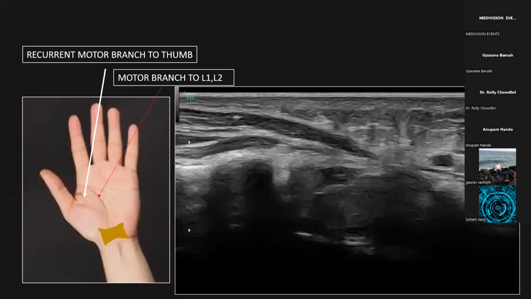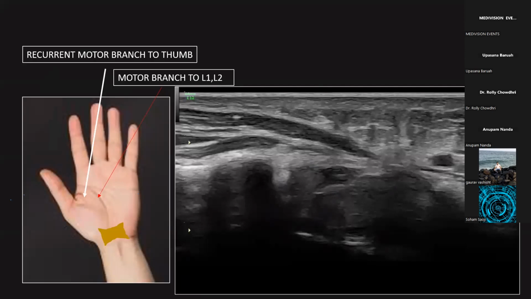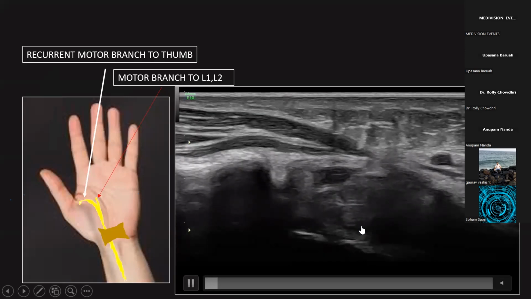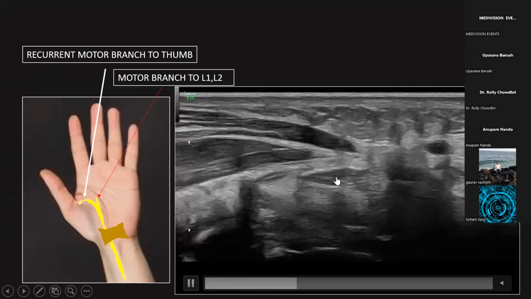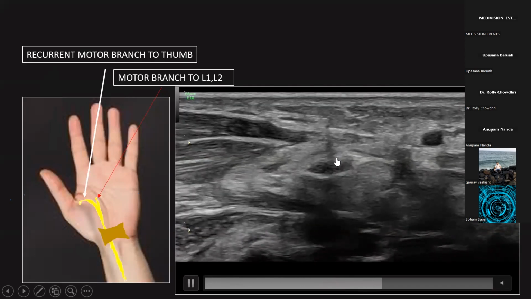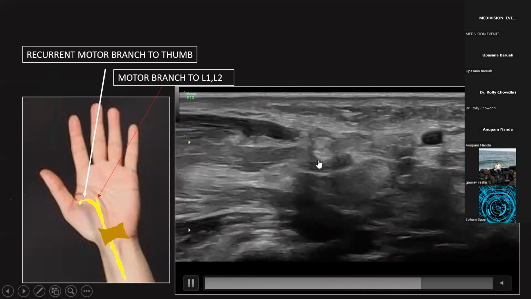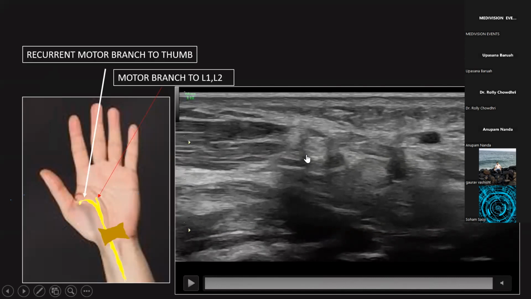Looking at the recurrent motor branch is also difficult because it's in the distal carpal tunnel. It's just beyond the distal carpal tunnel. So we slowly go to the distal carpal tunnel level. And at the time when the median nerve starts branching, we can see some shadow going out from the nerve tangentially to the periphery. And this is the motor recurrent branch to the thenar muscles. And possibly this is the nerve to the lumbricals.